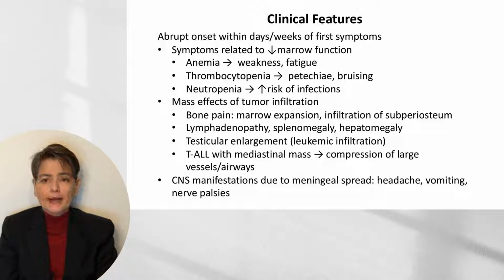And in patients who have T-cell ALL with a mediastinal mass, that mass may be sufficiently large to compress large vessels and airways in the thorax. We can get meningeal spread, which leads to CNS manifestations such as headache, vomiting, and nerve palsies.